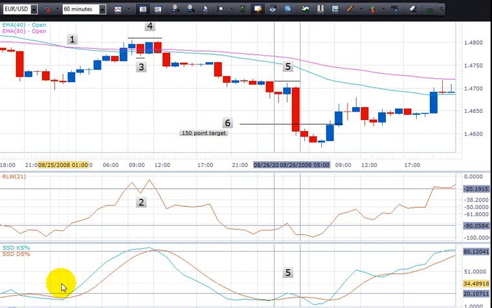Now we're going to use our exit strategy to move our stops on this trade. So we'll run through the trade.